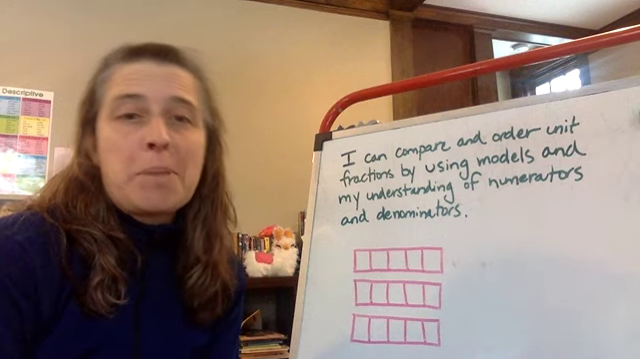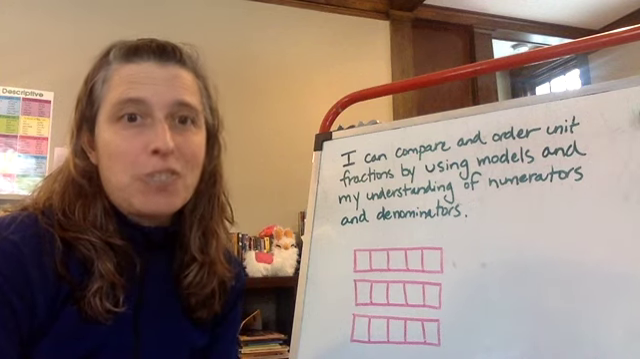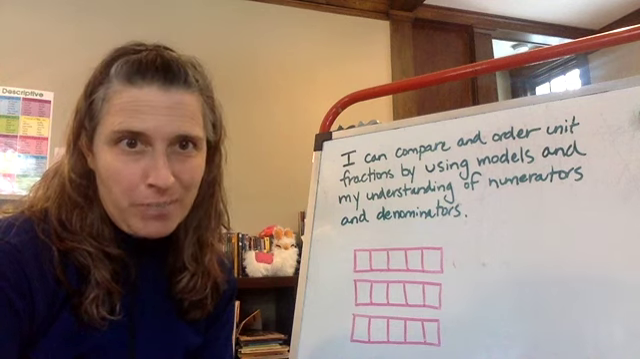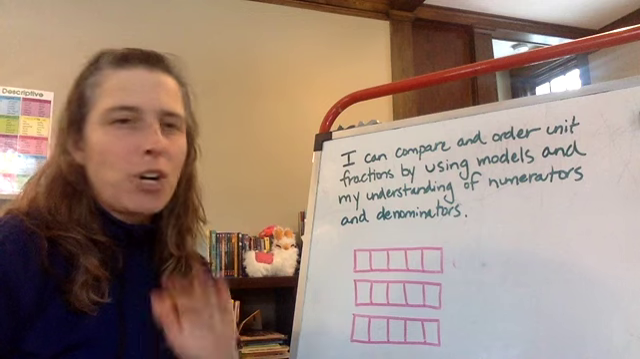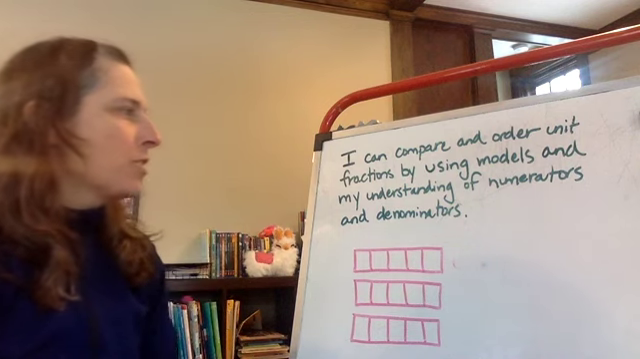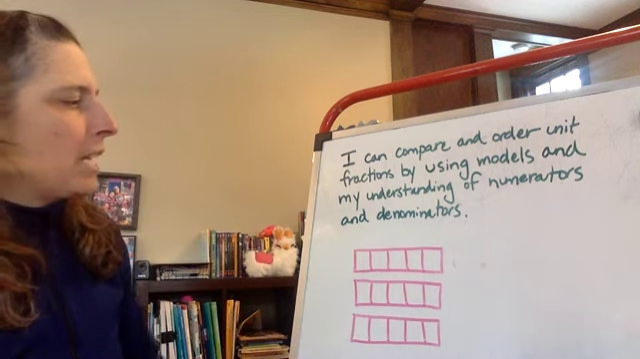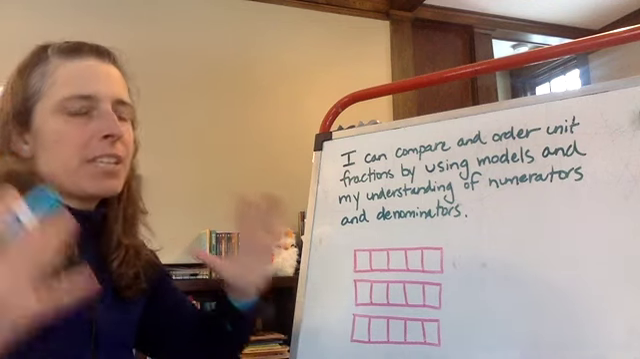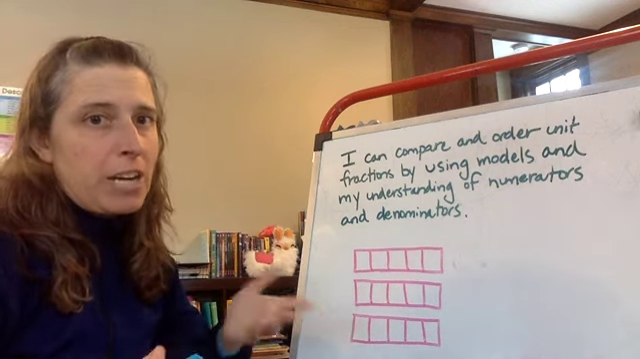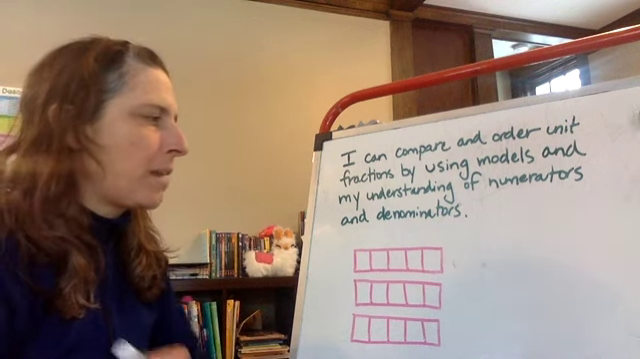You've been comparing numbers since you've been learning about them in kindergarten. So this is the easiest sort of ordering and comparing fractions that you're ever going to do. So let's look at these models right here. I have three different models of fractions with the same denominators. Let's put it that way.